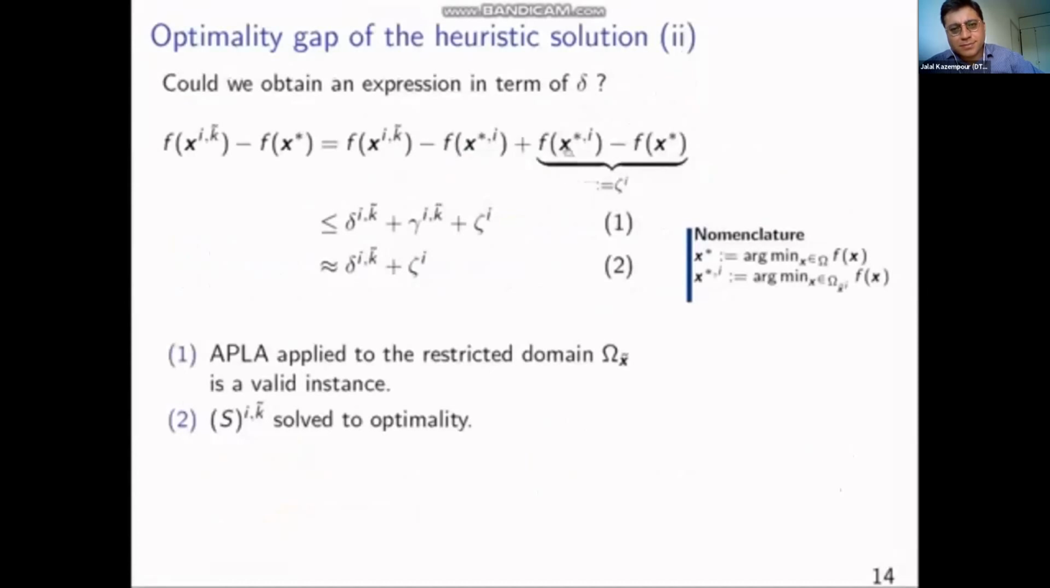Just quickly, we can also try to have an expression in terms of delta, as we had in the previous slide, with a small trick. By defining this quantity zeta I as the difference between the optimal solution of the restricted problem and the optimal solution, then we can say that the bound here is bounded with this delta and zeta I here. That term is very small because we solved the problem to optimality, and in fact we can use the same theorem as before to prove that it goes to 0. So at the end of the day we have only the zeta I.